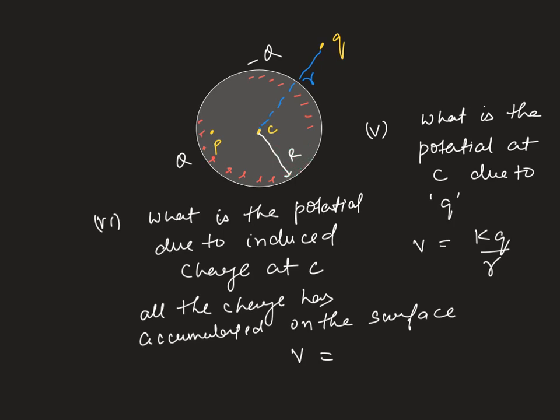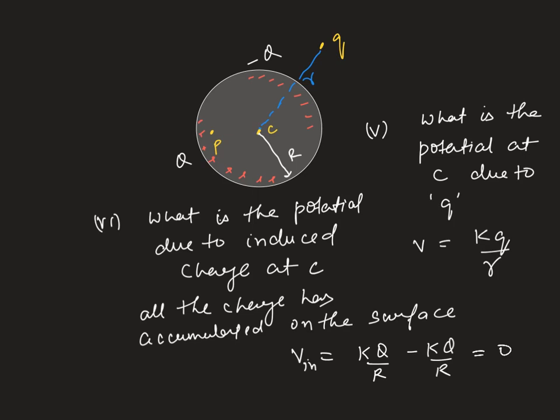So the potential due to induced charges will be written as kq upon r minus kq upon r. The first one due to the positive charges obviously, and the second one due to the negative charges obviously, and all charges are at same distance, that is r. So the net potential becomes equals to 0. So induced potential becomes equals to 0.